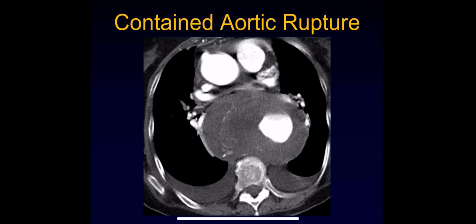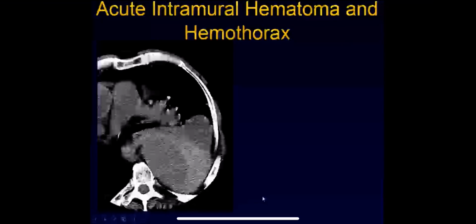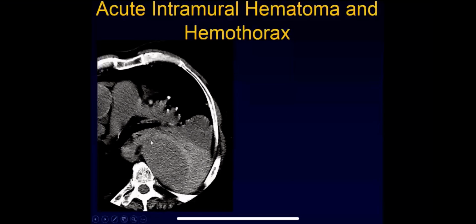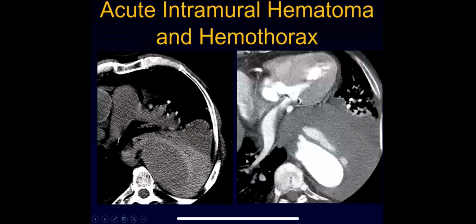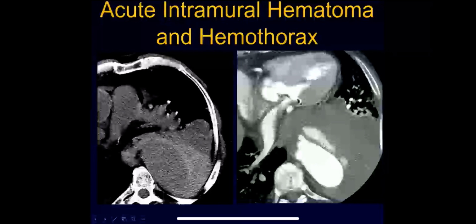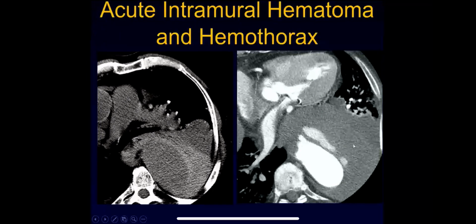Here is a patient who's got a contained aortic rupture from this descending thoracic aorta, and you can see the patient's got pleural effusions as well. And here is an intramural hematoma, which we see in the descending thoracic aorta, which has ruptured into the pleural space and resulted in a hemothorax. And here is the blood leaking into the periaortic area and into the pleural space. And this patient did not survive.